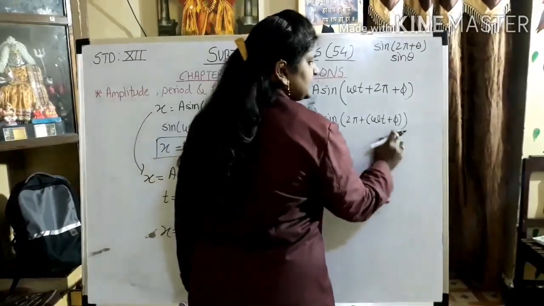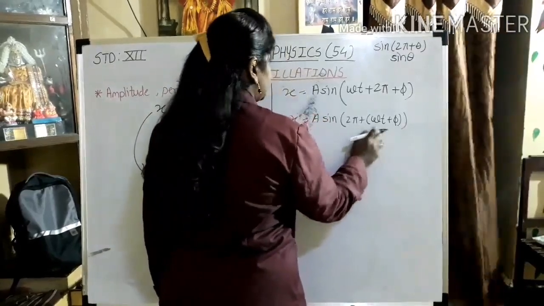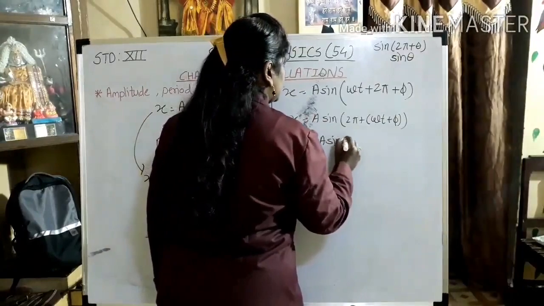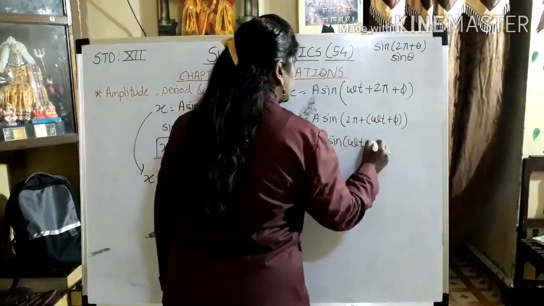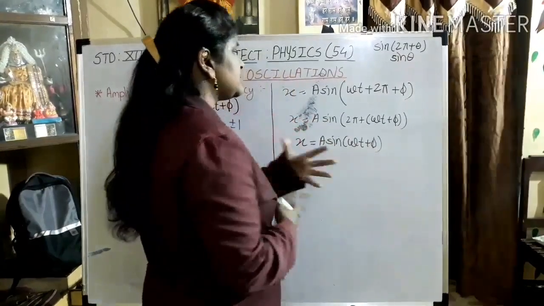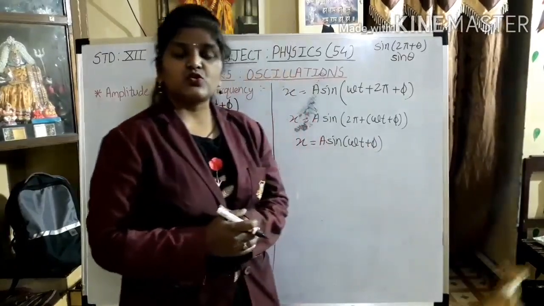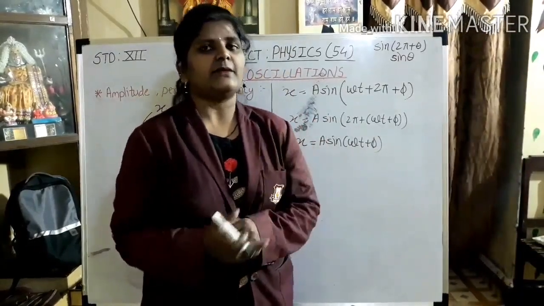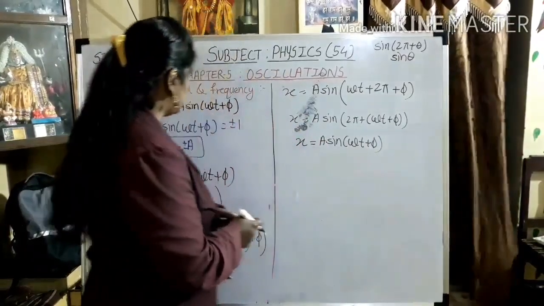So what is theta over here? It is omega t plus phi. So I am getting x is equal to a sine omega t plus phi. So I am getting the same equation again. After what time am I getting the same equation again? After time 2 pi by omega.